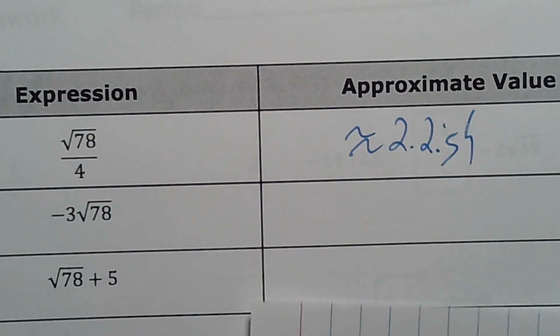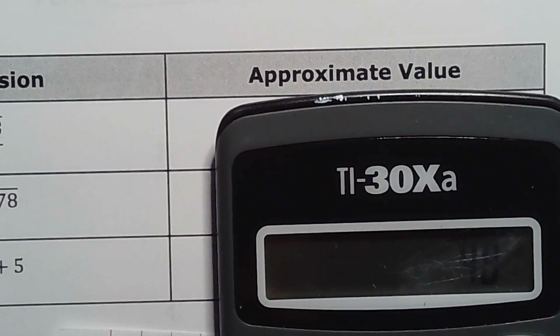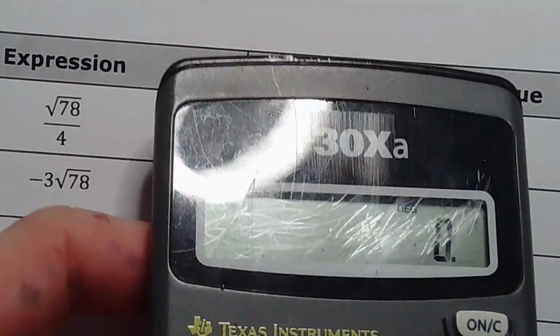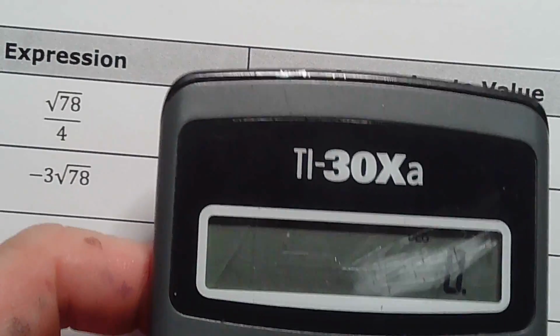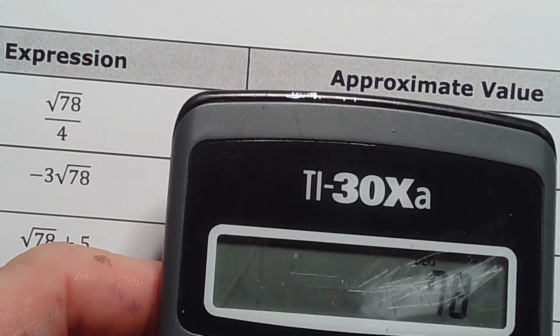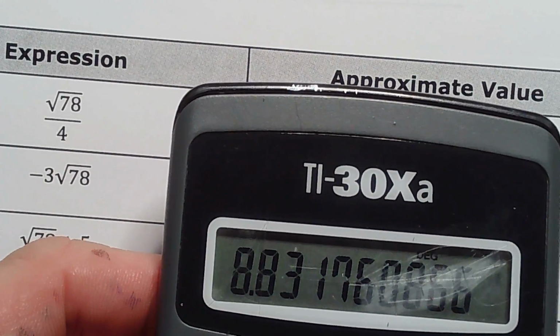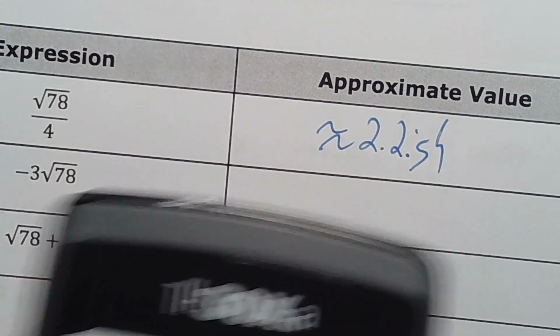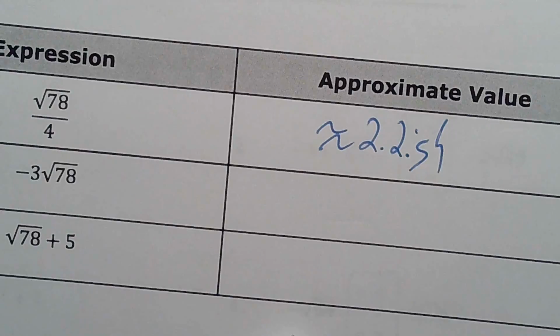And let's see how close I got here. Okay, so I got 78. Let me see here. Can you see better if I do this? No, this is the scratched up one. All right, so 78. Take the square root and divide it. Oh, 8.8. I was pretty close. Divided by 4, and it's like 2.207. That wasn't too bad. Okay.